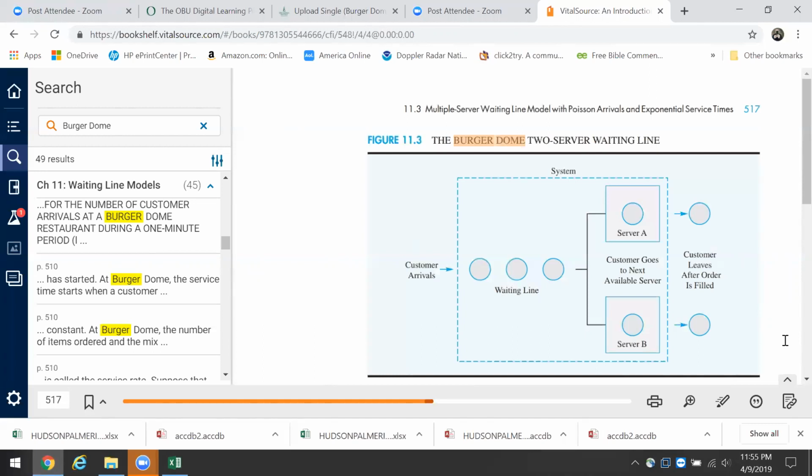This is a customer arrival. We have a waiting line. And then we have 2 servers, server A and server B. And this is first come, first serve. The customer goes to the next available server. And then we assume the customer leaves after the order is filled.